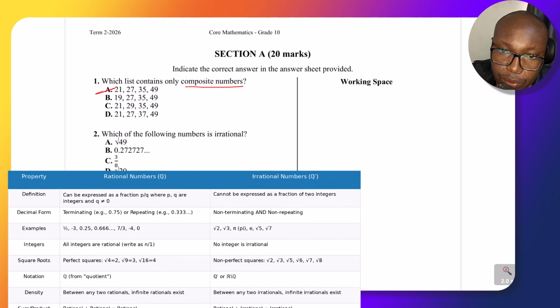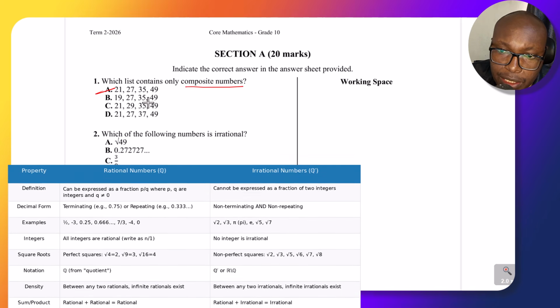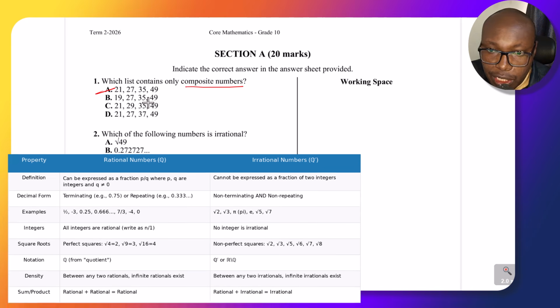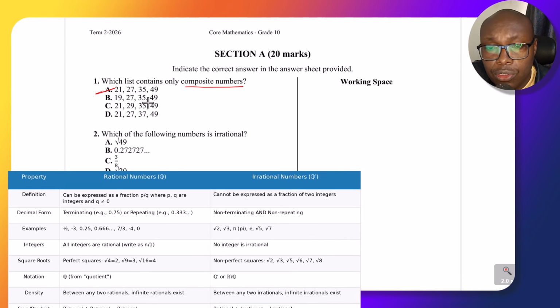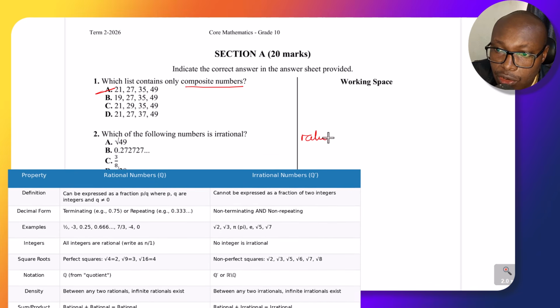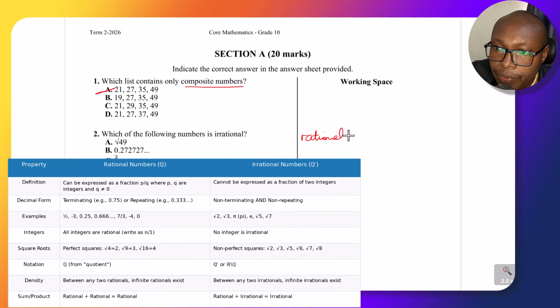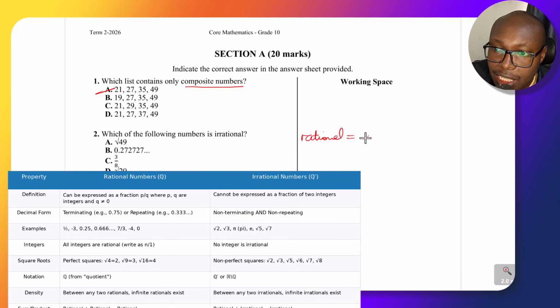We go to question 2. Which of the following numbers is irrational? So again, for you to solve this question, you need to understand what is an irrational number and also what is a rational number. So let me start with rational. What is a rational number? A rational number is that number that can be expressed in the form A over B, where A and B are integers and B should not be equal to 0.